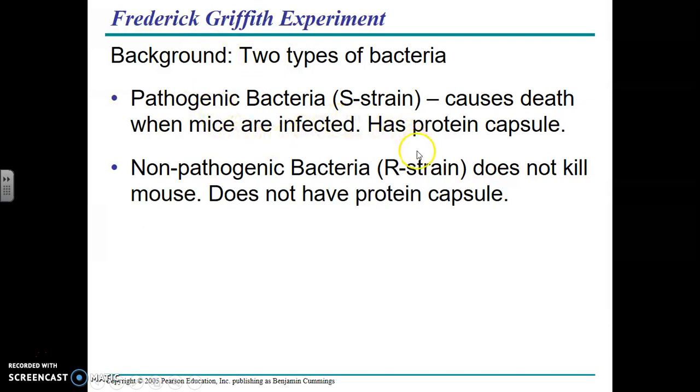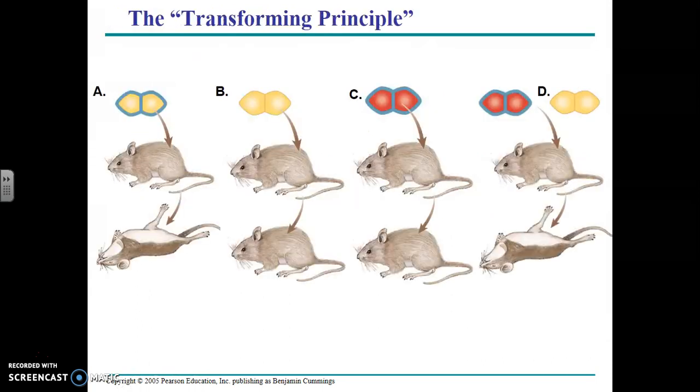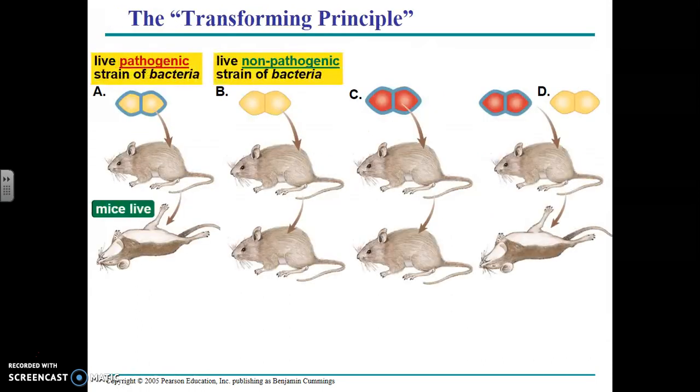Then, he also had R strain bacteria, which is a non-pathogenic bacteria, and it was non-pathogenic because it did not kill the mice when the mice got infected. And this R strain did not have a protein capsule, which didn't allow it to kill the mice. So now we're going to look at the experiment. Lots of little mice.